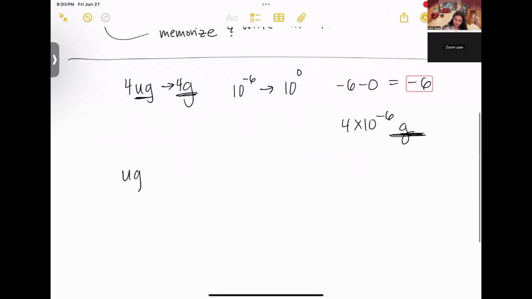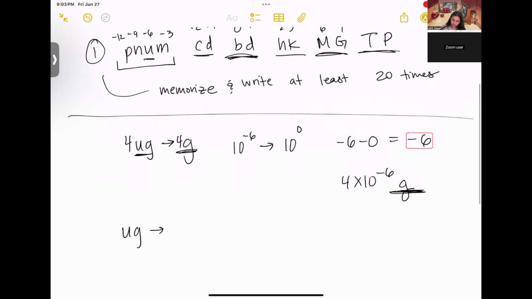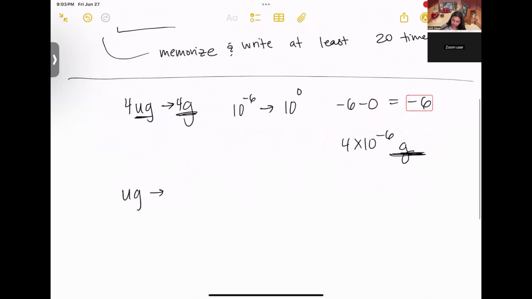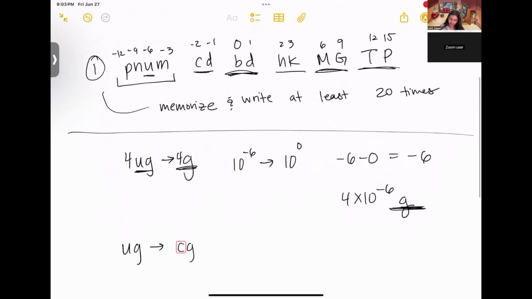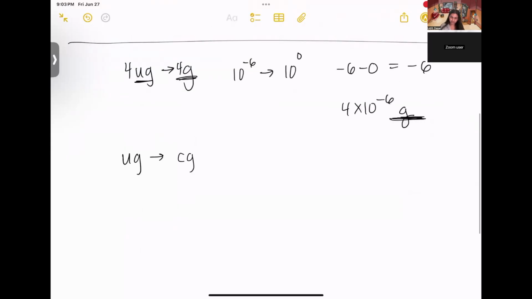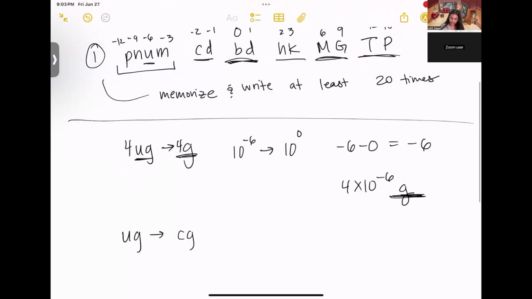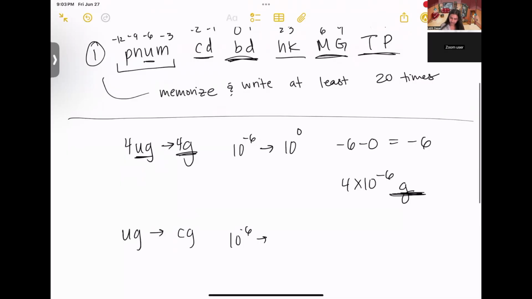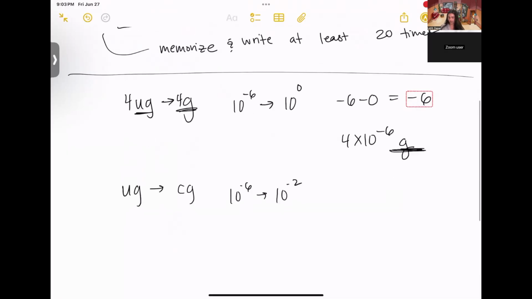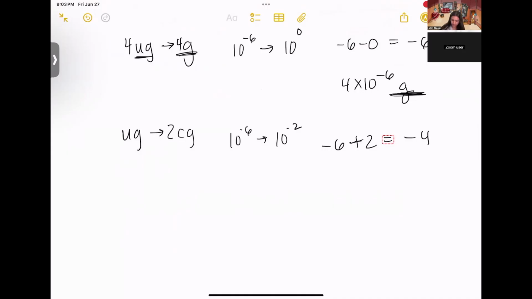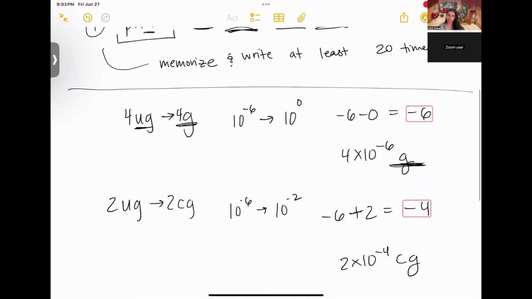If we want to do, let's say, centi. Oh, does that even exist? Okay. So then you'd want to do 10 to the -6 to 10 to the -2. And so you would want to do -6 minus -2, -4. So we'll do 2 times 10 to the -4 centigrams. I've never seen centigrams before.